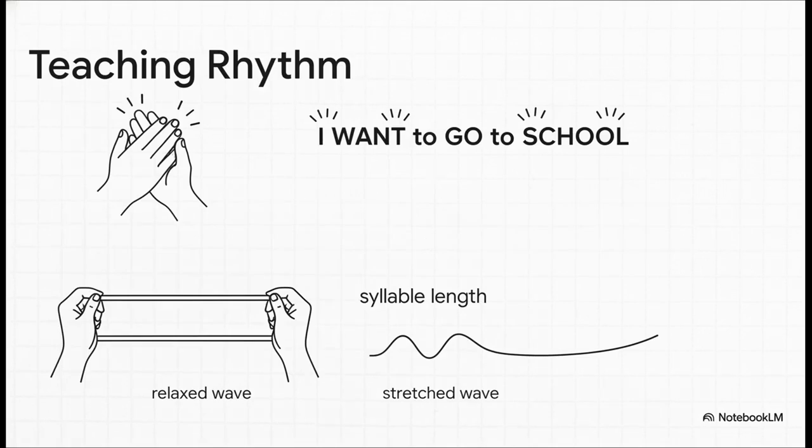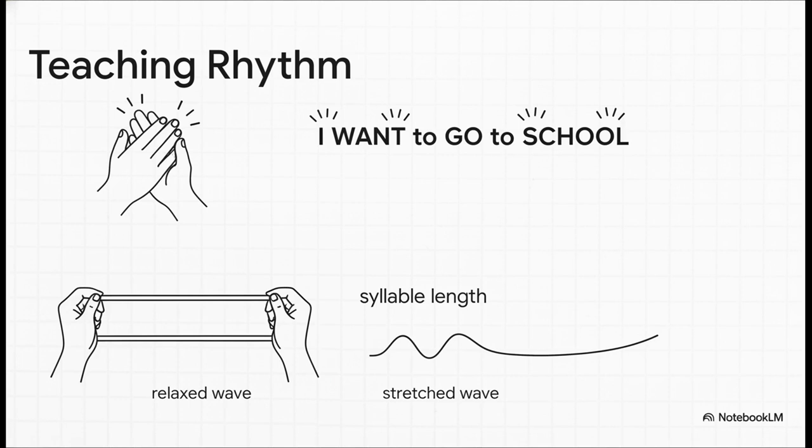Because English relies on these stresses, it's what we call a stress-timed language. That means the stressed syllables happen at relatively regular intervals, creating a specific rhythm. And there are some really fantastic hands-on ways to teach this. Take the clapping activity. Students physically clap their hands only on the stressed words. I want to go to school.